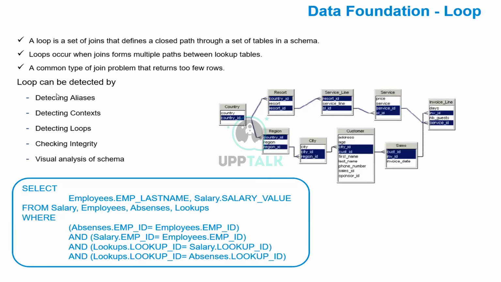Loops can be detected by detecting aliases, detecting contexts, detecting loops, checking integrity, or visual analysis of the schema. Just by seeing the schema, we can see that a loop is formed. Or if the schema is too big and you are not able to understand it, if you click on detect aliases, detect context or detect loops, it will show that a loop is formed. If you check integrity also, it will display that a loop is formed between these two tables.